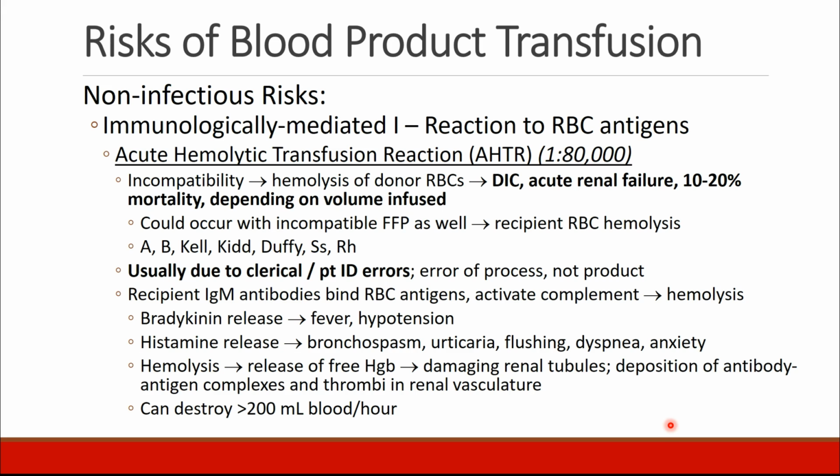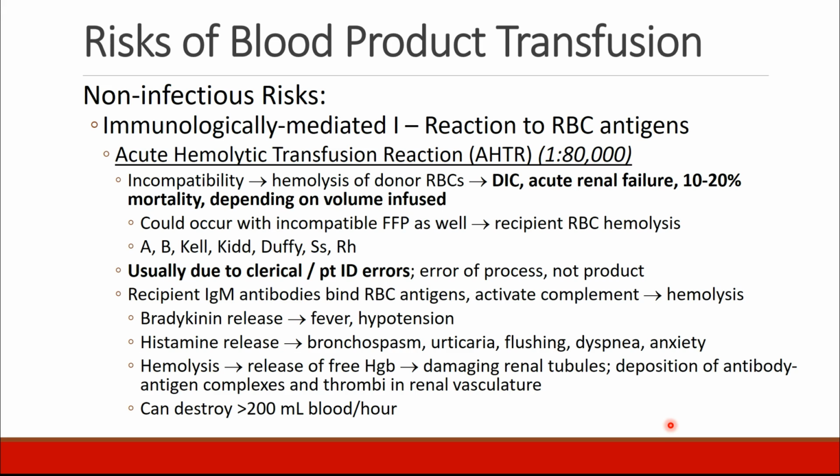Patients can go into DIC, develop acute renal failure, and 10 to 20% of them may die, depending on the volume of blood infused. This can occur with incompatible FFP as well, and then the opposite is happening. The FFP is attacking the recipient's red blood cells, and they're being hemolyzed. Not only does it happen with the ABO type incompatibilities, but it could happen with other antigens including Kell, Kidd, Duffy, MNS, and Rh. The most common reason that this occurs is a clerical error. The patient isn't identified properly and the wrong blood is transfused. So it's really an error of process, not an error of the product itself.